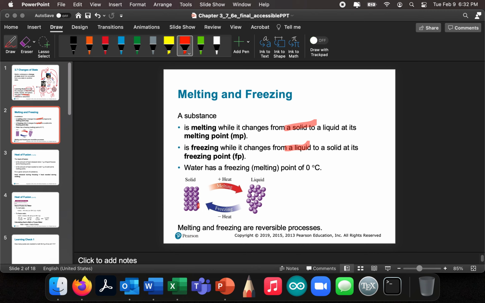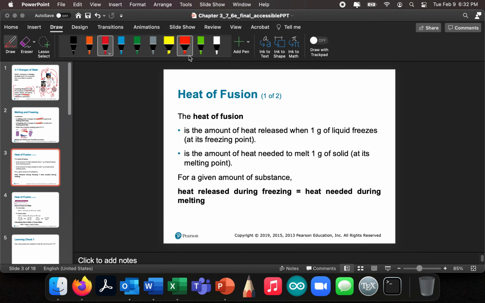Now, the energy that it takes to go from one to the other: we have to invest energy to melt, and we get energy out if we're going to freeze. That energy is called the heat of fusion. That's how much energy is released if it's freezing, and needed if it's melting. It's defined as the amount it takes to do 1 gram of that stuff.